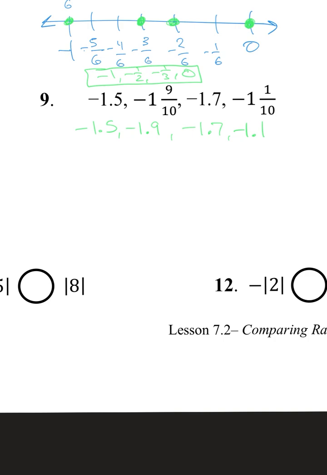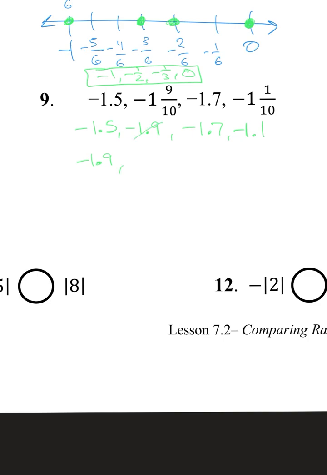Now let's go ahead and put them in order. When we're putting them in order from least to greatest, think of the least number. That's the number that's farthest to the left of 0. So out of these numbers, which one is the largest? Is it 1.5, 1.9, 1.7, or 1.1? Let's forget about the negative signs for just a second. Out of those 4 numbers, 1.9 is the largest. So when you're talking negative numbers, negative 1.9 would be the farthest left of 0.